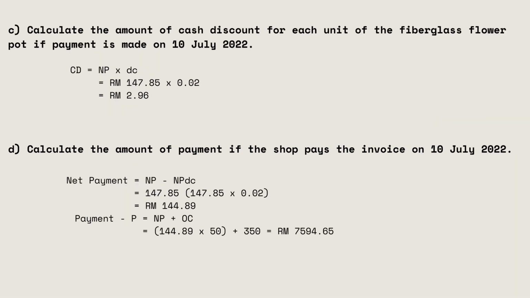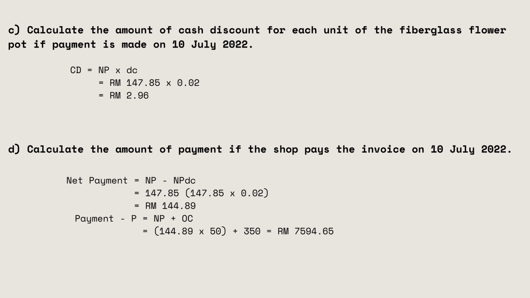For question C, we need to calculate the amount of cash discount for each unit of the fiberglass flower pot if payment is made on 10 July 2022, so we need to find the cash discount. For this question, we need to use the formula: cash discount equals net price multiply cash discount rate. 147 ringgit 85 cent multiply 0.02, then we get the cash discount 2 ringgit 96 cent.